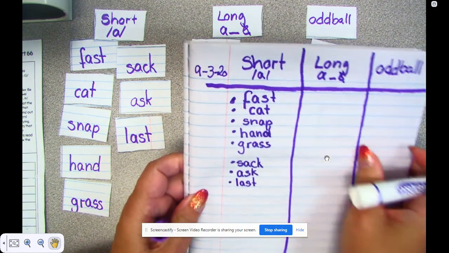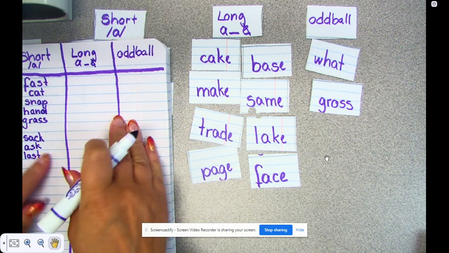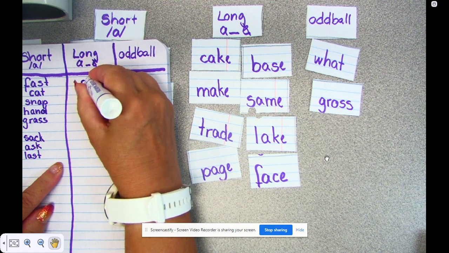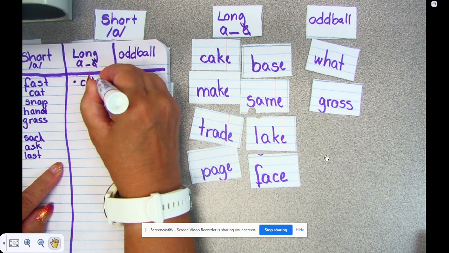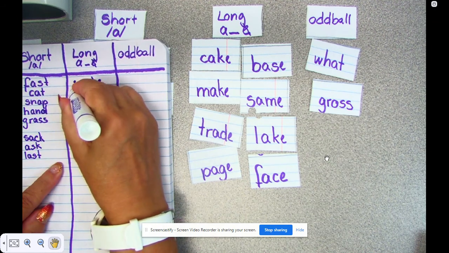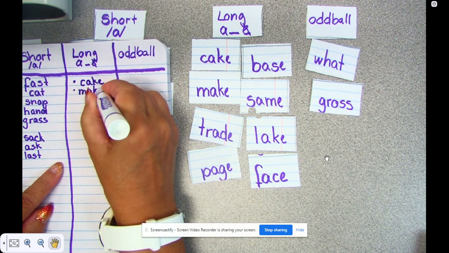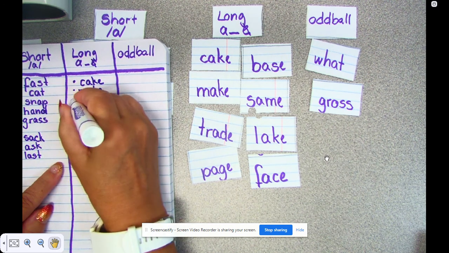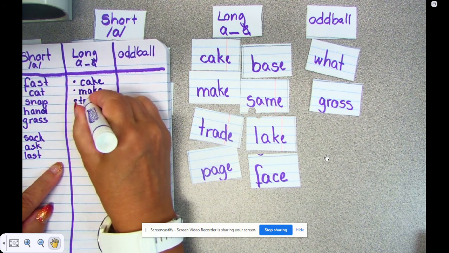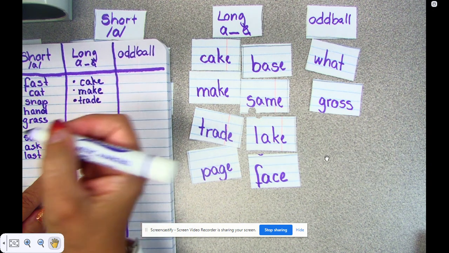Now I'm going to move my notebook over so I can see my long A sort. So my first word is cake. Yep, it says A, and it has an E at the end I don't hear. Make. It says its name, and it has an E over here I don't hear. Trade. I can hear the A saying its name, and I don't hear the E at the end, so it belongs here.